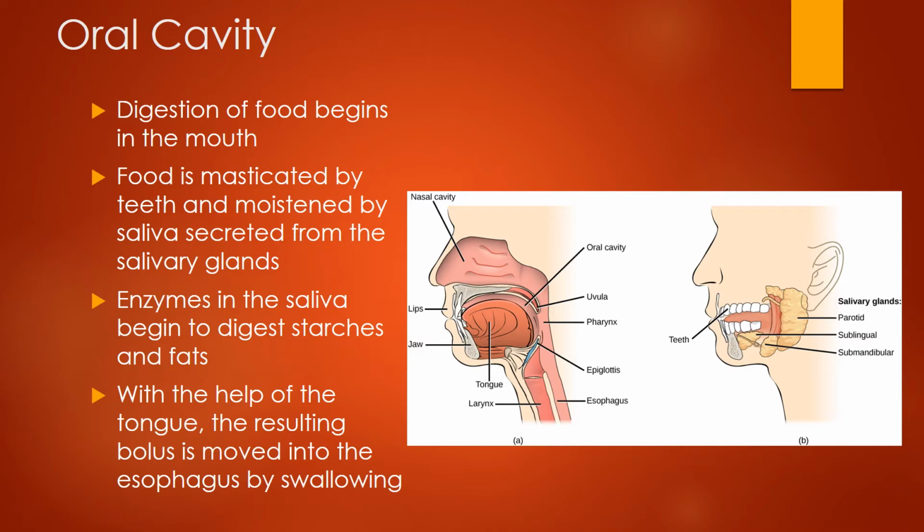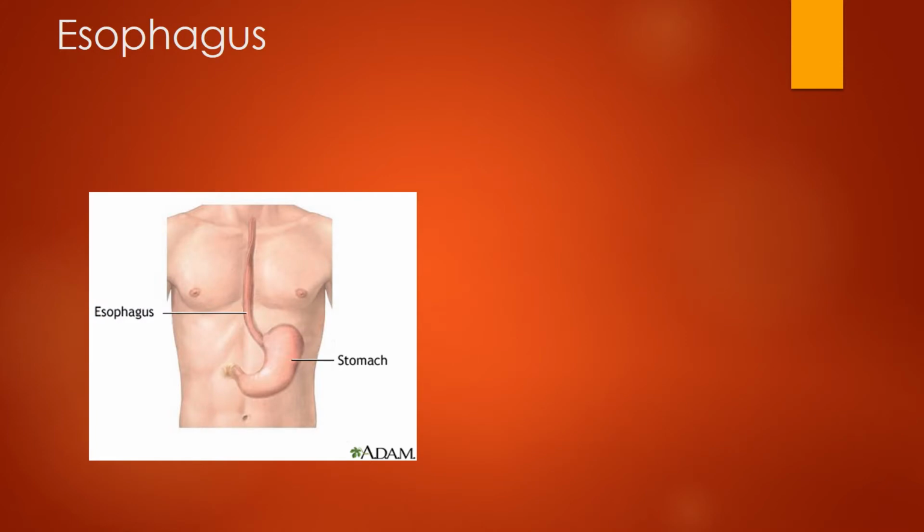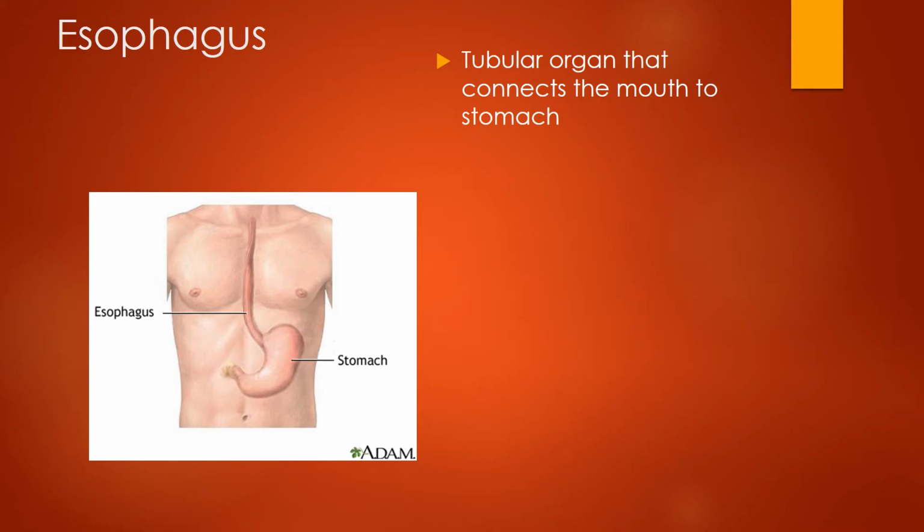The epiglottis is a flap of tissue that covers the trachea opening during swallowing to prevent food from entering the lungs. The esophagus is a tubular organ that connects the mouth to the stomach. The chewed and softened food passes through the esophagus after being swallowed. The smooth muscles of the esophagus undergo peristalsis that pushes the food toward the stomach.